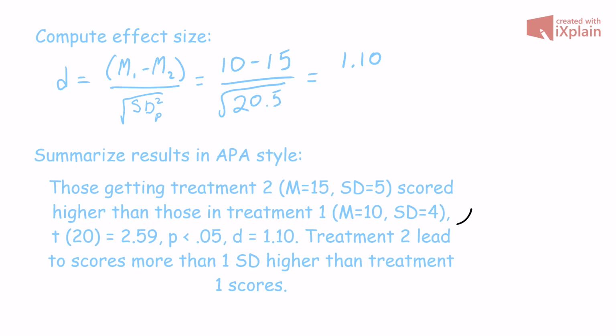This first sentence is simply saying, is it likely to be due to sampling error or not? Is this mean of 15 and this mean of 10, are those likely to be different? Is the size of that difference likely or unlikely due to sampling error? Because we rejected the null, we're saying it's unlikely to be due to sampling error, and it's probably because treatment 2 is more effective than treatment 1.